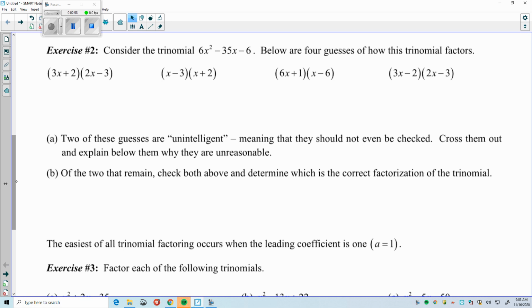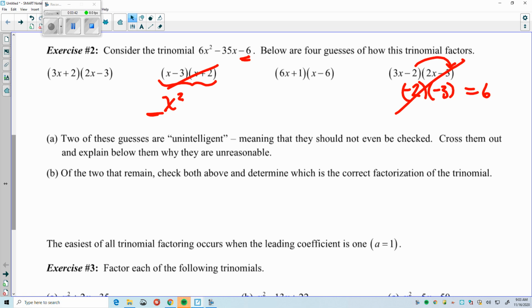If I look at this second one right here, it is unintelligent, and the reason is because if I took my first 2 terms, x times x, I would get x squared. I don't get that 6. I'm missing the 6. I don't want that one. Another unintelligent guess would be our last one. If I try a negative 2 and multiply that by a negative 3, taking my last terms, I would get a positive 6, and I see over here I need a negative 6. So again, unintelligent, we're not going to take them. So the 2 that remain, we're going to check both and determine which is the correct factorization.